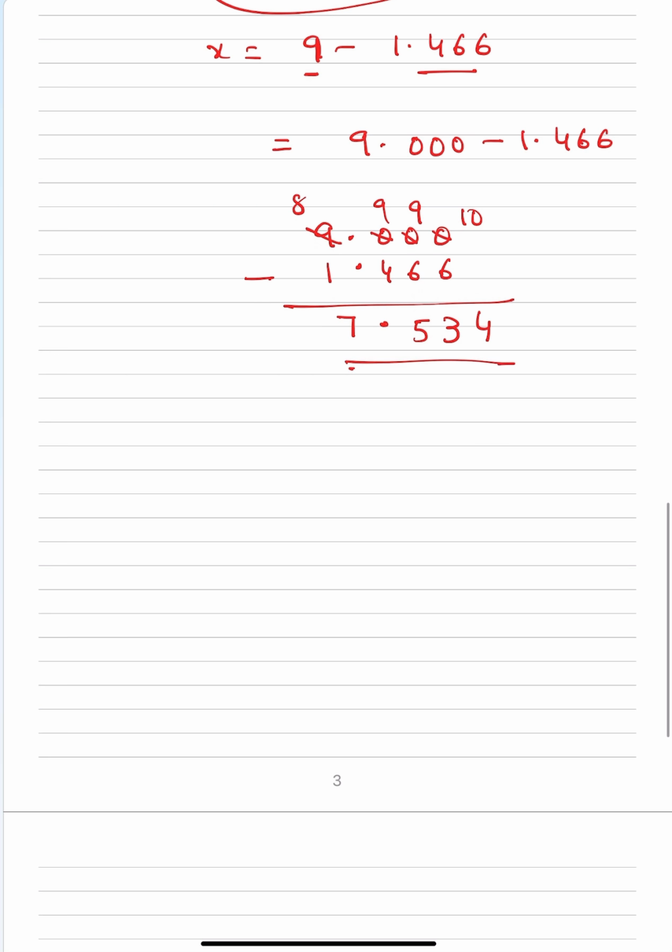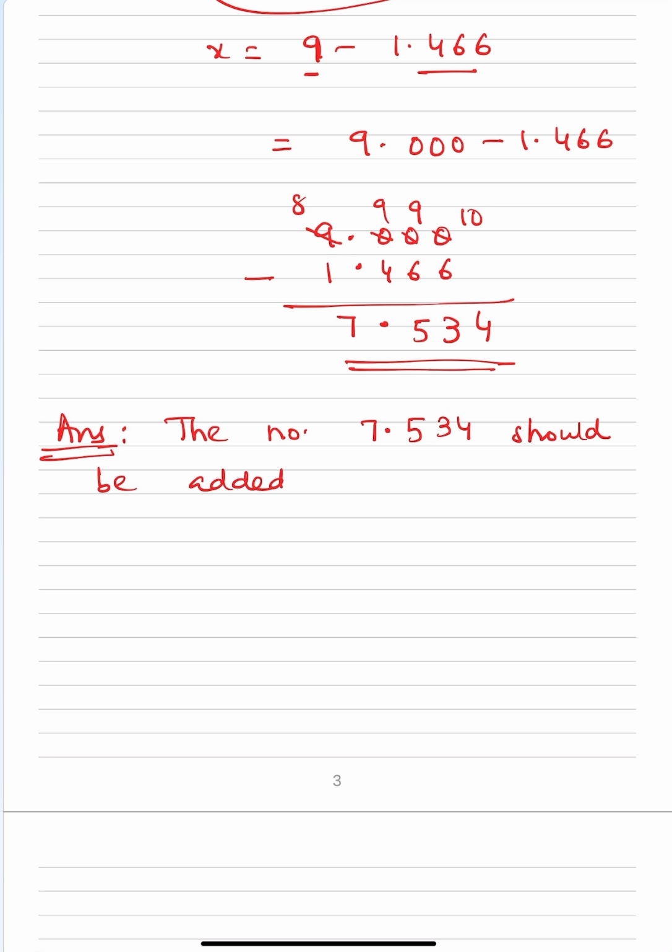So what we have to add to the difference of the two numbers? 7.534. So we will write that the number 7.534 should be added to the difference.